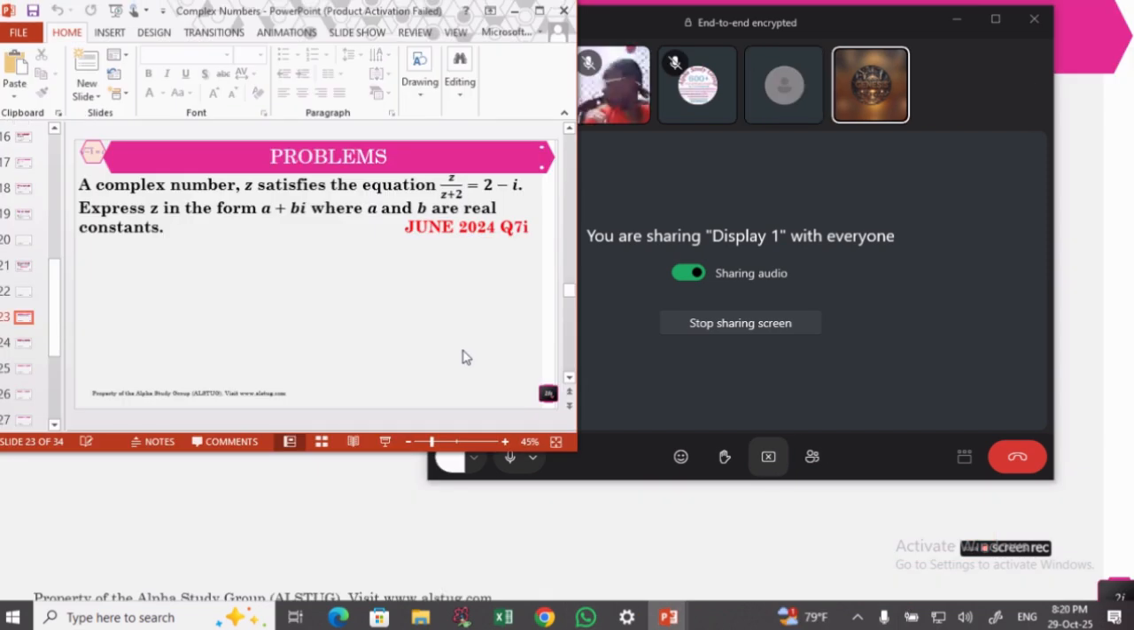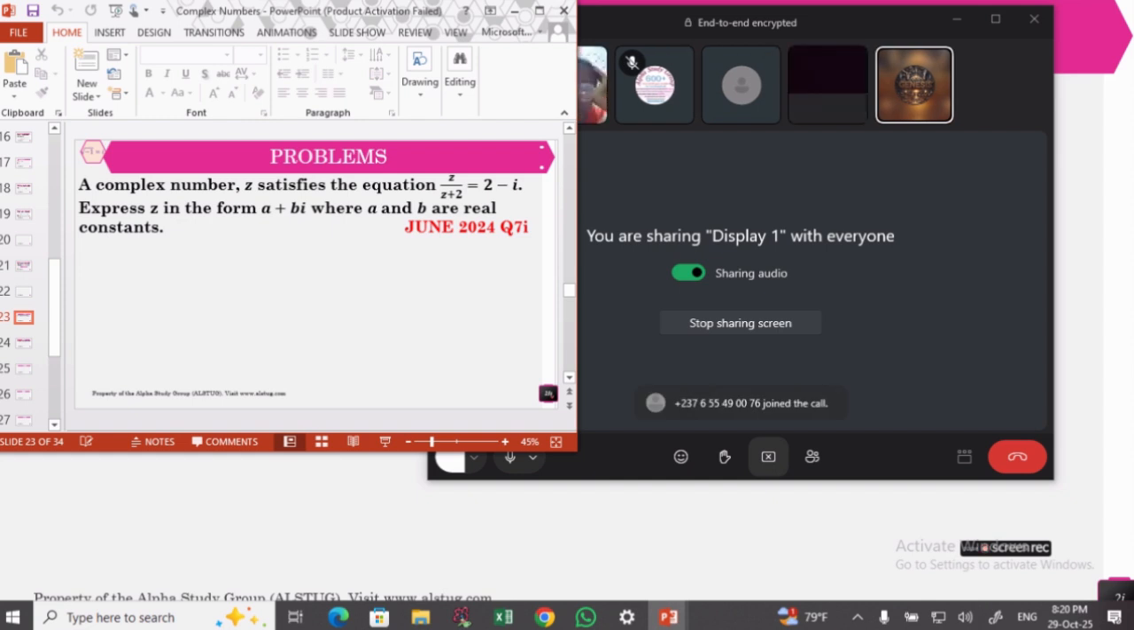Now, that's the first problem we are going to solve. You can see it on the screen. June 2024, question 7, Roman 1. It says a complex number z satisfies the equation z over z plus 2 equals 2 minus i. Express z in the form a plus bi, where a and b are real constants.